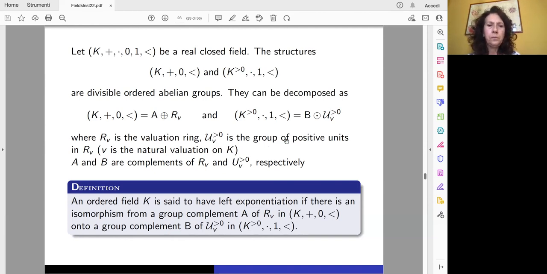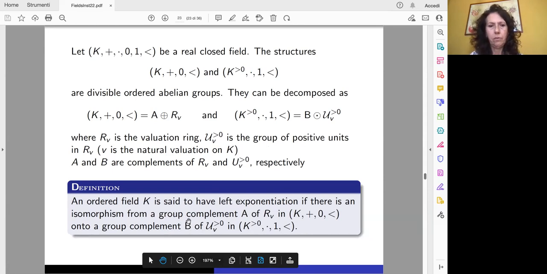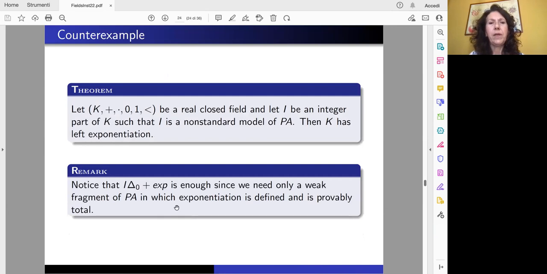So we say that an ordered field has a left exponentiation if there is an isomorphism from the group complement A into the group complement B. It is just an ordered field. If K is a real closed field with an integer part I which is a non-standard model of Peano arithmetic, then we can show that K has a left exponentiation.